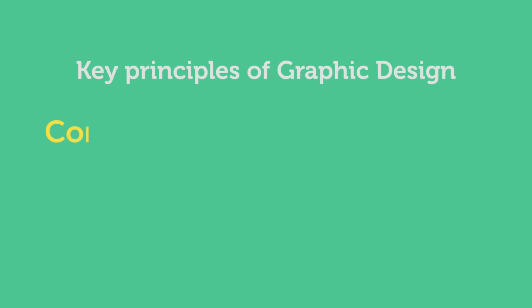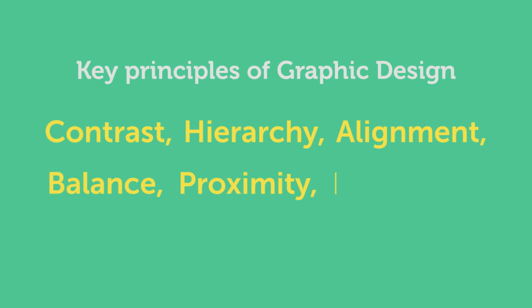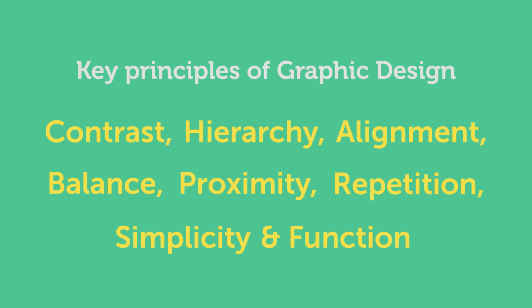Now, graphic design is not simply about making things look good. In graphic design, there are principles of design that can be considered. These principles are what typically separate good design from bad design. These principles all have a relationship between each other and appear in every well-designed piece of work you see. A good grasp of design theory will mean there is always substance behind your work. The key principles of design are contrast, hierarchy, alignment, balance, proximity, repetition, simplicity, and function.